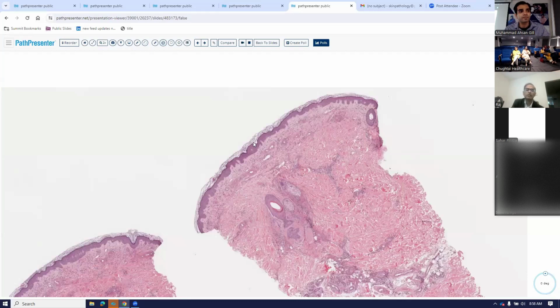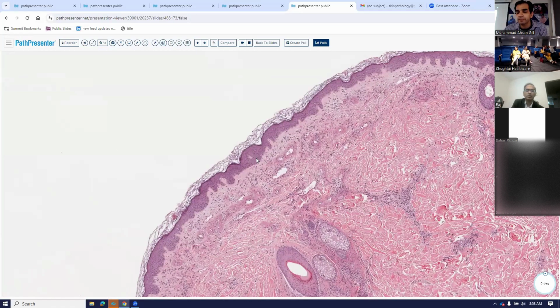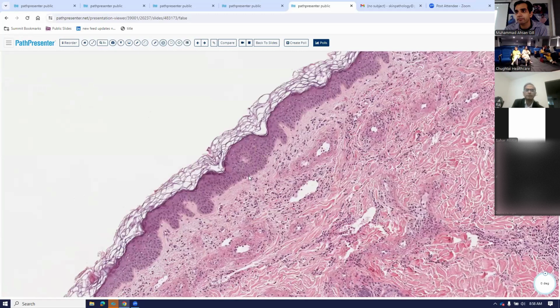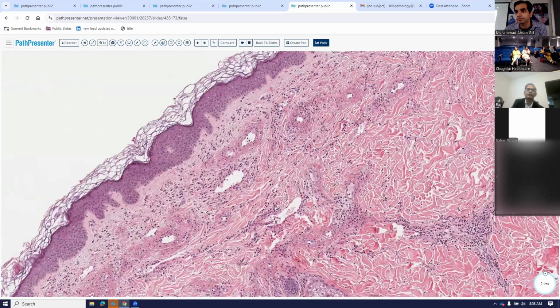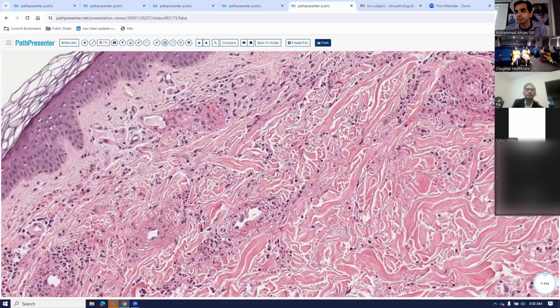So again, looking at the stratum corneum, pretty normal. Looking at the epidermis, pretty normal. Looking at the dermal epidermal junction, pretty normal. But the action is happening in the dermis. So what is happening in the dermis? We see a lot of inflammation in the dermis. So if we go high power, what is the inflammation that we see here?